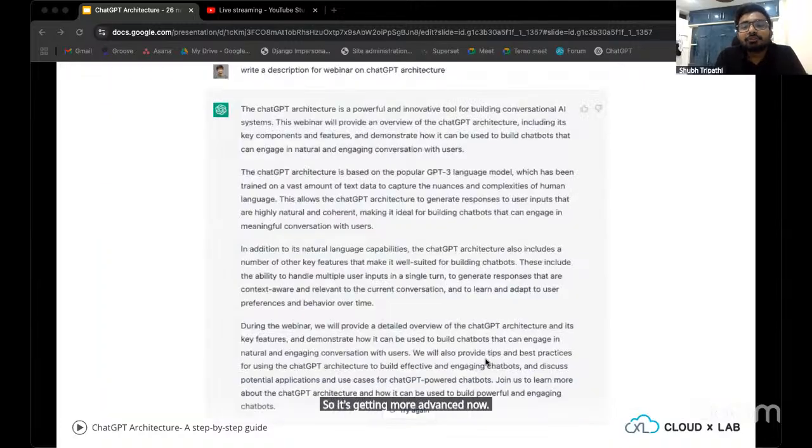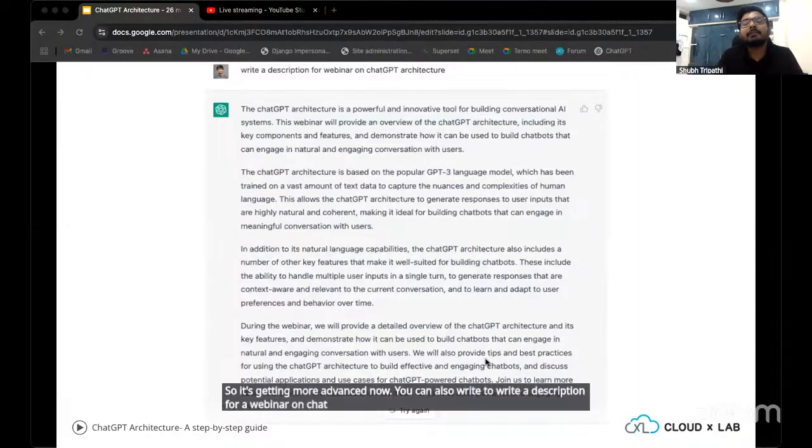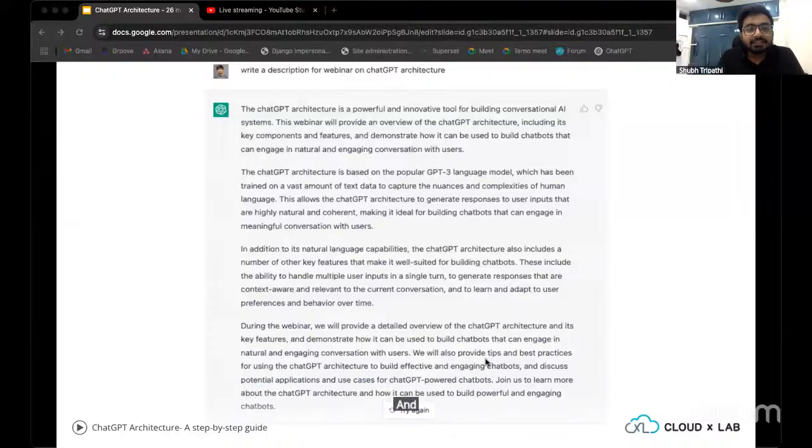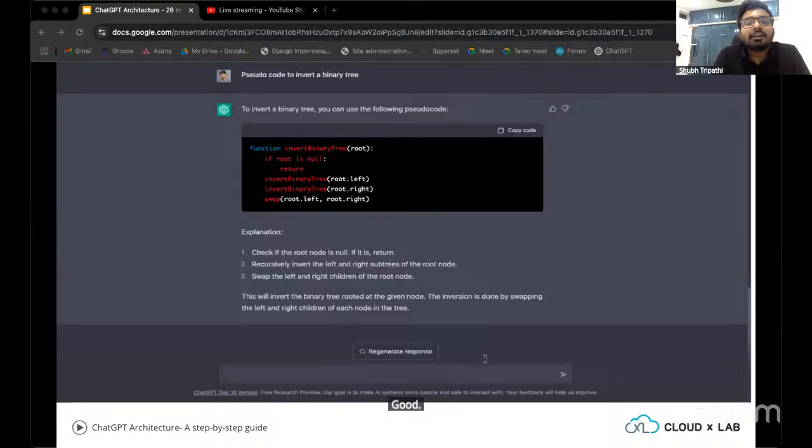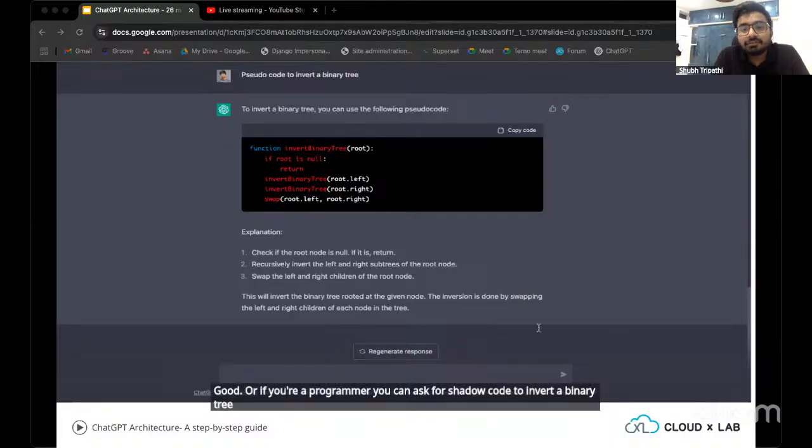You can also write a description for a webinar on ChatGPT architecture. You can ask it that, and it actually generates a structured, well-organized response in seconds. It broke down what this webinar is about without us even providing input about what we will actually cover. So that's something good. Or if you're a programmer, you can ask for pseudocode to invert a binary tree and it will generate the logic for you.